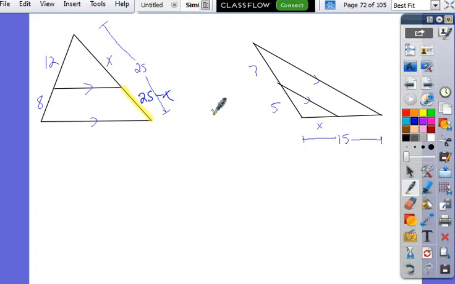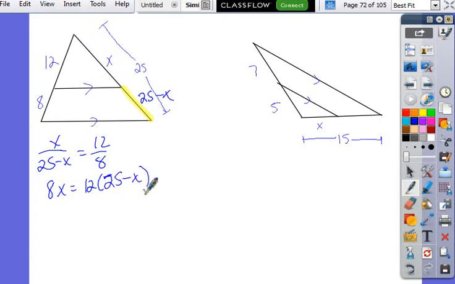After that, you do the proportion stuff like normal. Give me the proportion that would work. X over 25 minus x equals 12 over 8. I can start with the 12 over 8 first, that would be fine. Cross multiply, 8 times x, 12 times 25 minus x. 8x equals 300 minus 12x. Add the 12x to both sides. Divide at the end.